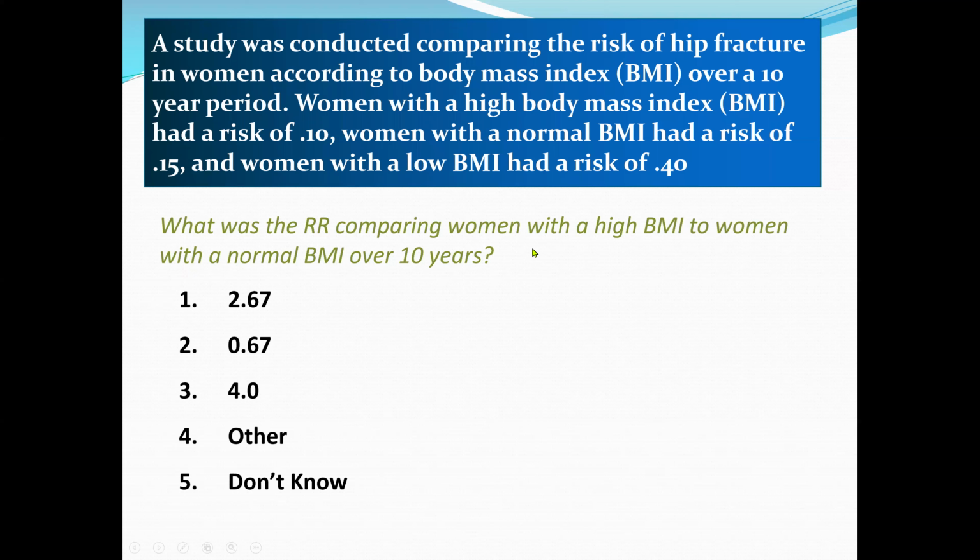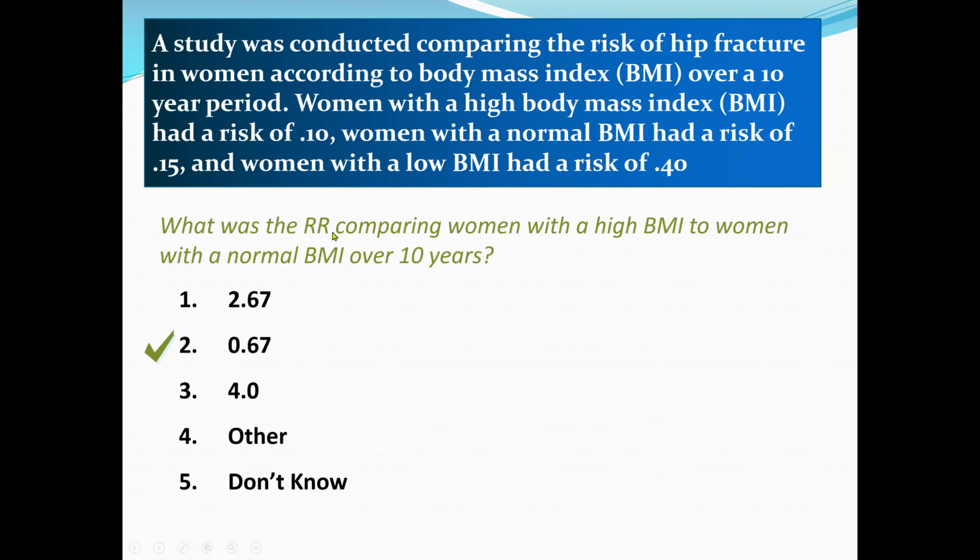Then we go to the second part. This time also we are going to compare the normal with high. So we look at the high risk. The high risk is 0.10, and then the normal risk is 0.15. So it will be less than 1, because 0.15 is greater than 0.10. So this time our answer will be lesser, which is 0.67.